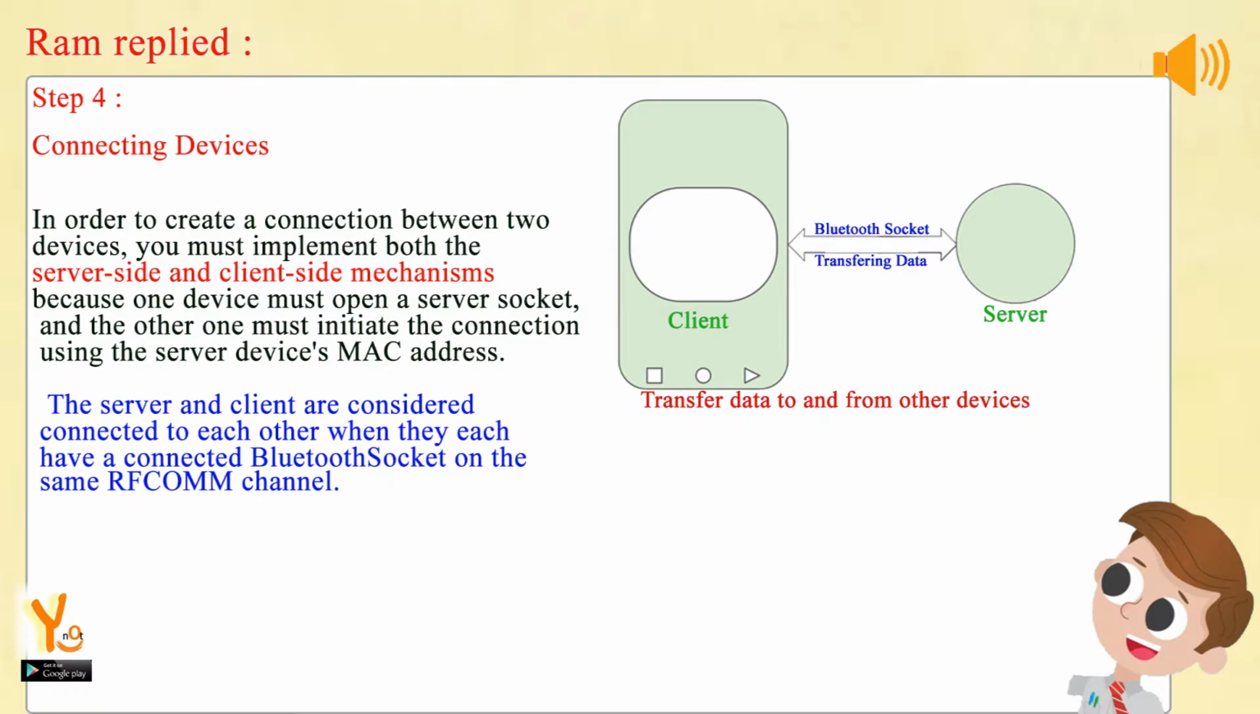Connecting devices. In order to create a connection between two devices, you must implement both the server-side and client-side mechanisms, because one device must open a server socket, and the other one must initiate the connection using the server device's MAC address. The server and client are considered connected to each other when they each have a connected Bluetooth socket on the same RFCOMM channel.